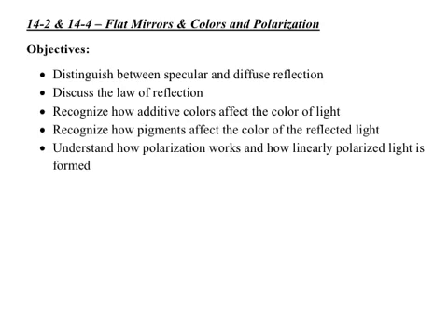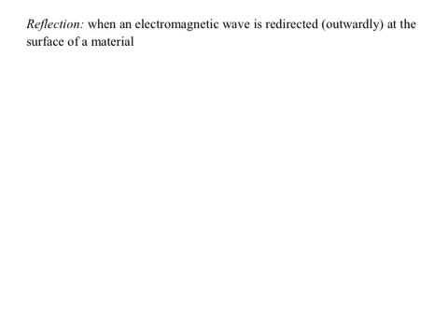So our 5 main objectives are going to be to distinguish between 2 types of surfaces, specular and diffuse. Where have you heard the term specular or something that sounds like specular? Glasses, right? Like your spectacles or your glasses. We're going to talk about the law of reflection, which is probably the easiest law you'll ever learn. Okay, it really is. We're going to look at, again, additive colors for light, how pigments are affected, and then talk about polarization. So first, reflection.